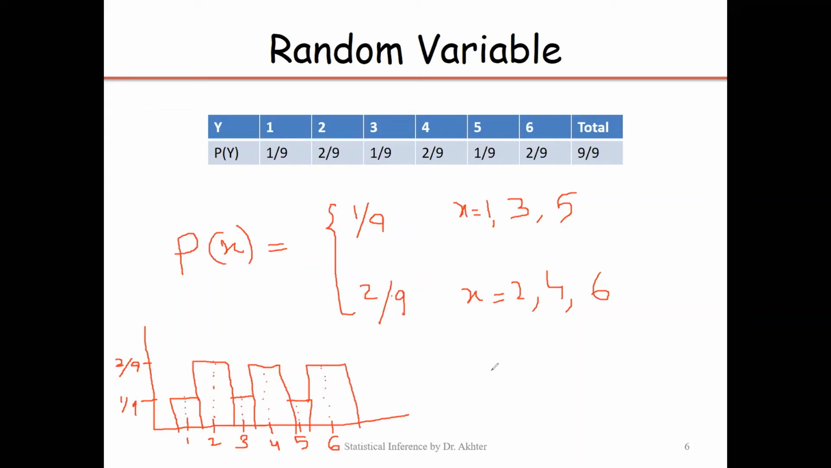And you can construct an ogive in the same way by computing cumulative probabilities. Your cumulative probabilities are 1 by 9, 3 by 9, 4 by 9, 6 by 9, 7 by 9, and then 9 by 9. Then you have a step function, but the steps are not equal in height. One step is of height, suppose 1 inch, then the other step is of height 2 inch, then 1 inch, then 2 inch, and so on.